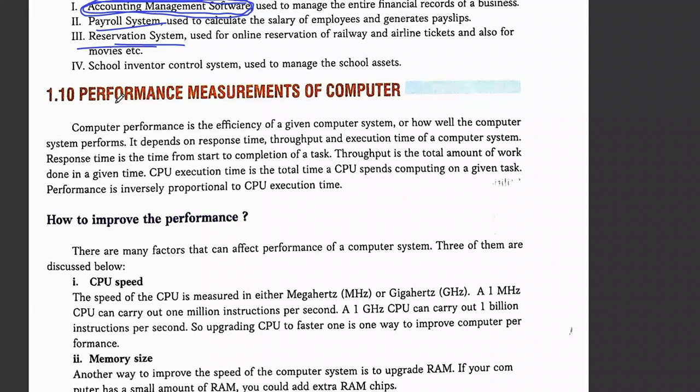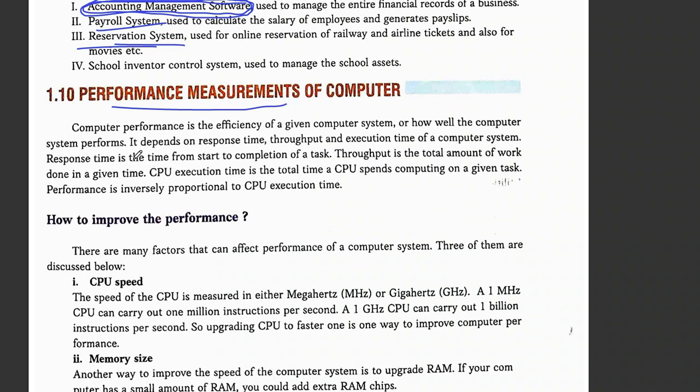We need to know the performance of a computer. So how is the performance measured in a computer? Computer performance is the efficiency of a given computer system, or how well the computer system performs. It depends on the response time, throughput, and execution time of the computer system. Response time is the time from the start to the completion of the task. Throughput is the total amount of work done at a given time. And CPU execution time is the total time a CPU spends computing on a given task.